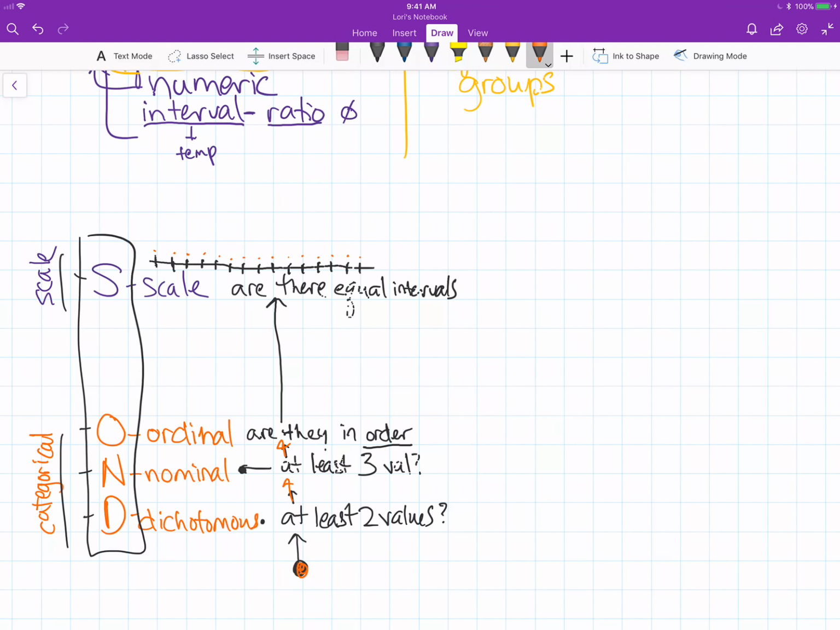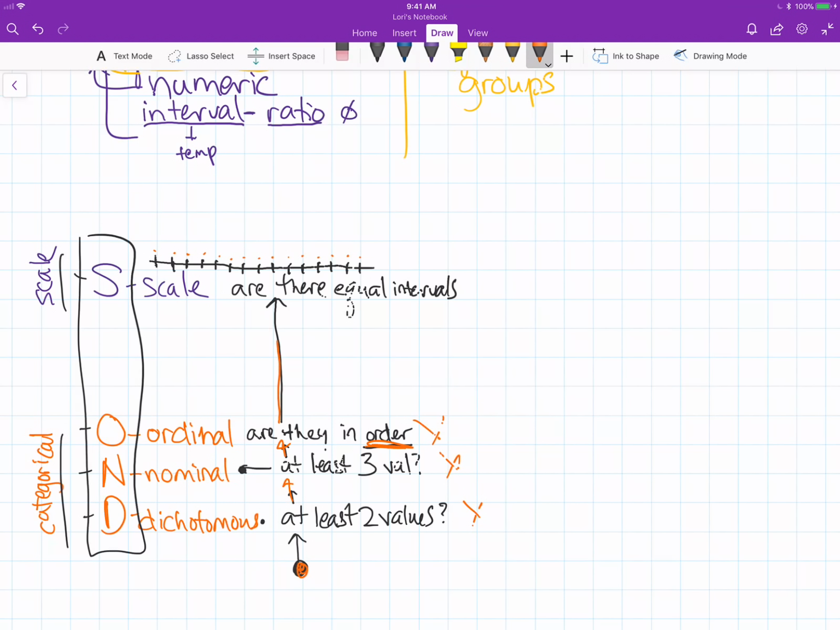Well, low, medium, high really makes the most sense. I would not say low, high, medium, or medium, high, low. Those other ways of ordering it really aren't as logical. Like, it doesn't go from one end to the other. So yes, they are in order. So we're saying yes, yes, and yes.